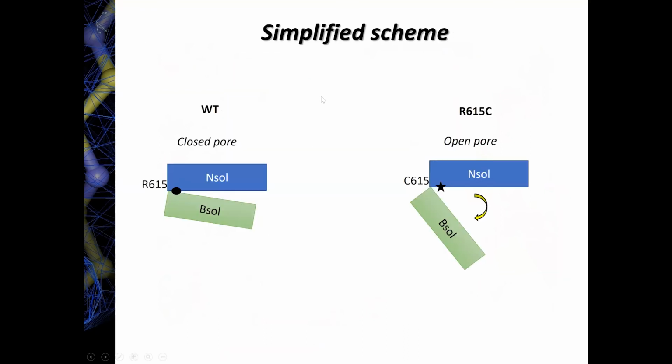And so let me simplify this. For the wild type, we have a structure of the Ryanodine receptor in a closed pore. There is a certain angle between the N-terminal solenoid and the bridging solenoid, and arginine 615 is right at that hinge point, kind of keeps them together. If you mutate that to a cysteine under these conditions, we got this large change in the tilt angle, and this results in an open pore.